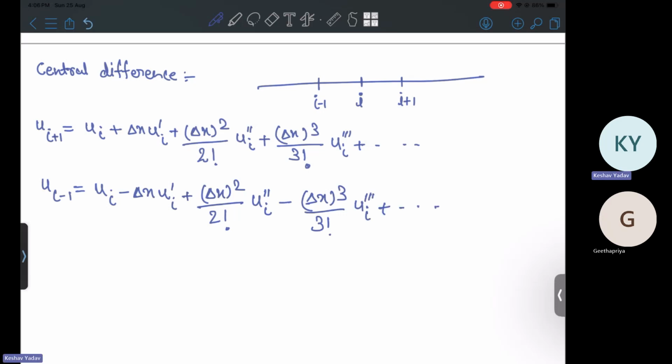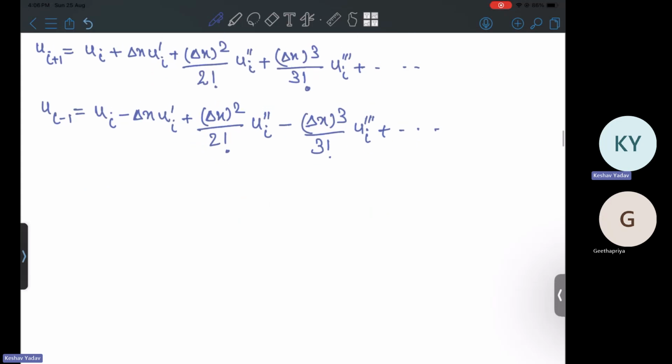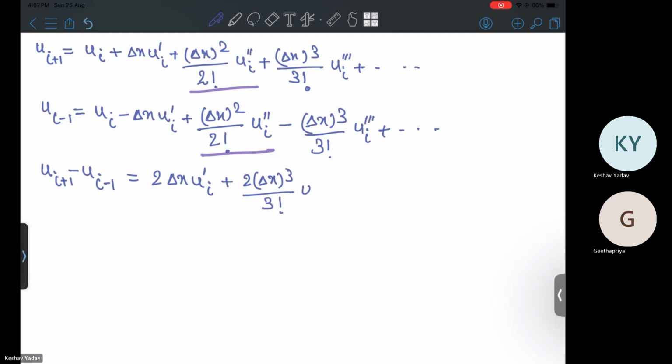Now, if I simply subtract these two equations, what will I get? u(i+1) minus u(i-1) will be equal to 2 delta x u_i prime. Now, if you see, this term and this term are the same, so if I subtract, they will cancel. So this will come as 2 delta x cube divided by 3 factorial u_i triple prime plus some higher order terms.